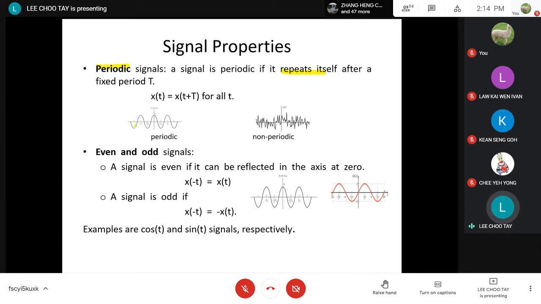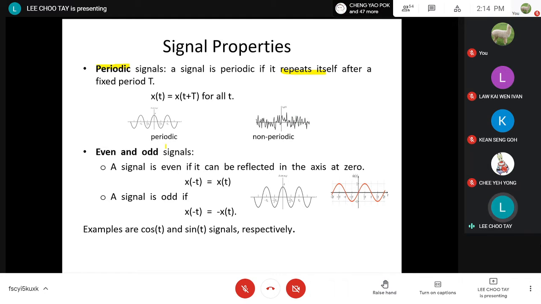An example of a periodic signal is a cosine signal, where the sinusoidal waveform keeps repeating itself over time. And non-periodic signals, like this kind of random wave or random signals, are non-periodic. Again, in nature, most signals are non-periodic. That is a real life signal.